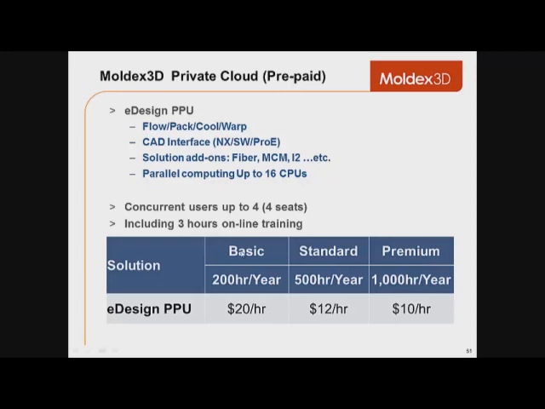You can see we have a basic, a standard, and a premium. So, you buy 200 hours a year, and that equates to about $20 an hour that you're spending, and remember you're only paying for your usage. And you can also buy our standard pack, which is 500 hours per year. That equates to $12 per hour. Or the premium offers the best cost, only $10 an hour for 1,000 hours per year.